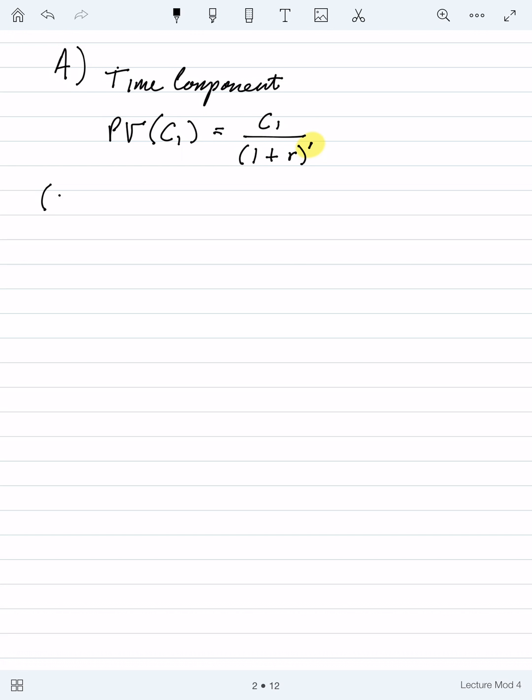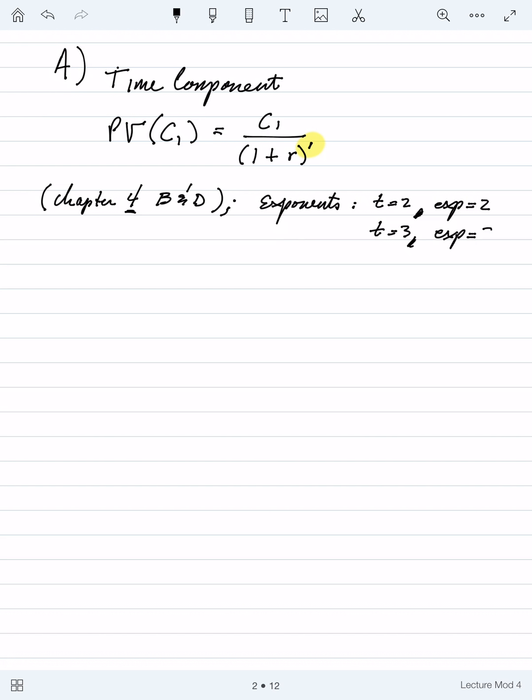By the way, you can see this material especially in chapter 4 in Berk and DeMarzo. Now we didn't have the exponent before. Now we do. You have to use the exponent. So if you had time period 2, the exponent would be 2. If you had time period 3, the exponent would be 3. So we make adjustments to the timing of the flows by identifying that exponent.